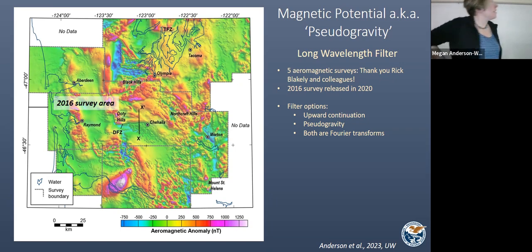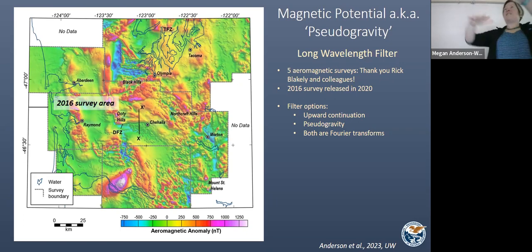So you'll notice in the compiled aeromagnetic map, all we see are these shorter wavelength features. We can see that, again, the Doty Fault shows up nicely, all the stuff we were looking at before.